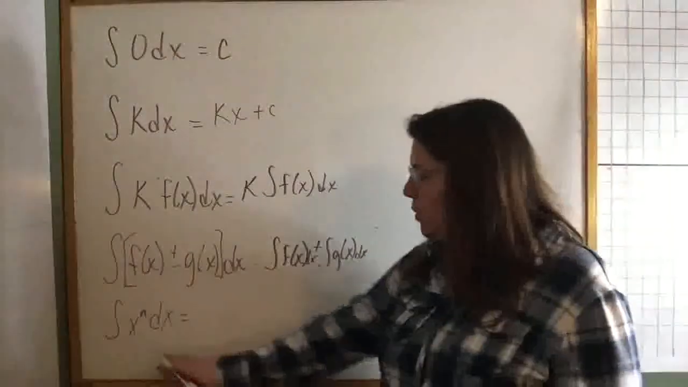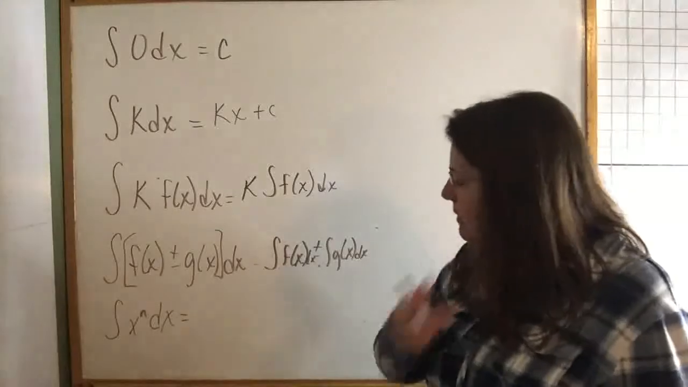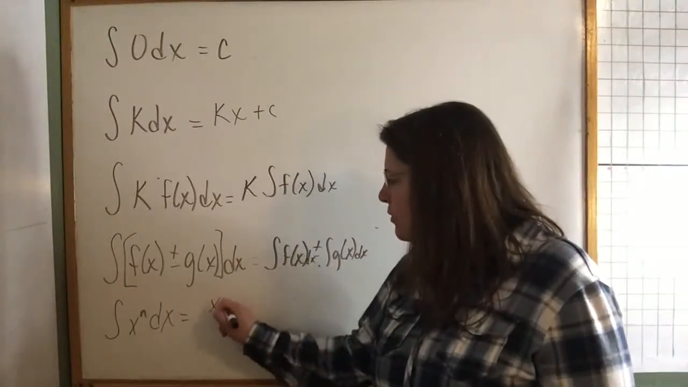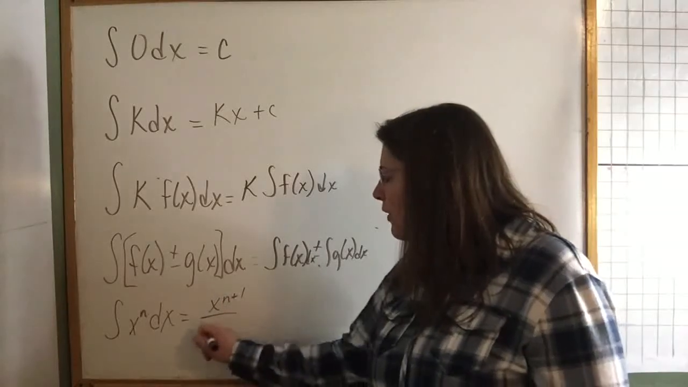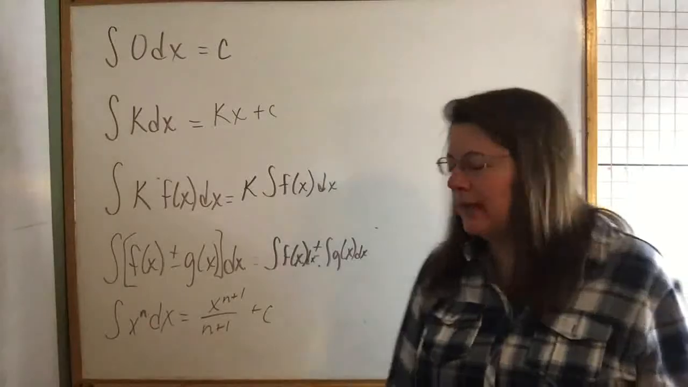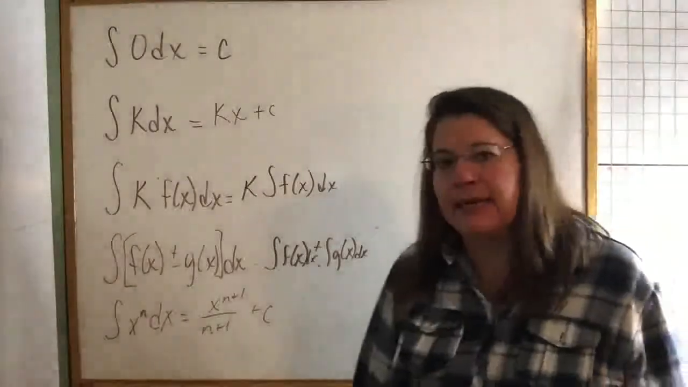And then this is what we've been doing this entire lesson. I'm just going to put it in symbols. If you have x to the n dx, that would be x to the n plus 1 over n plus 1, plus c, would be my kind of formula for an antiderivative.